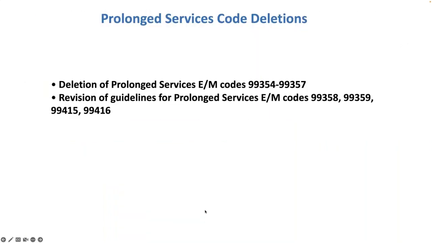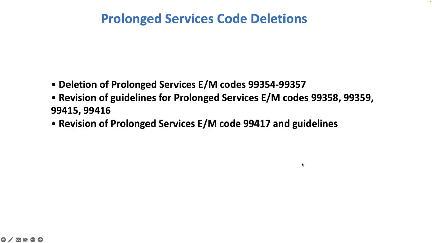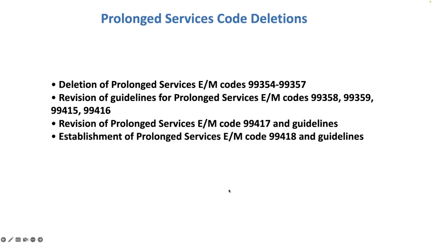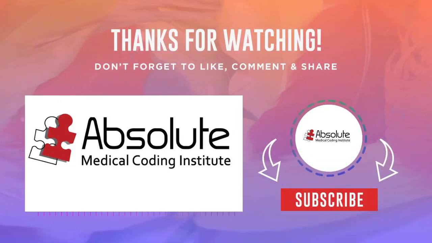Now, here are the prolonged service code deletions. 99354, 99357 have been deleted, and 99358, 59, 15, and 16 have been heavily revised, heavily. So definitely watch this playback. Hopefully it gives you some guidance. 99417 was revised. And 99418, that's a brand new code with brand new guidelines.